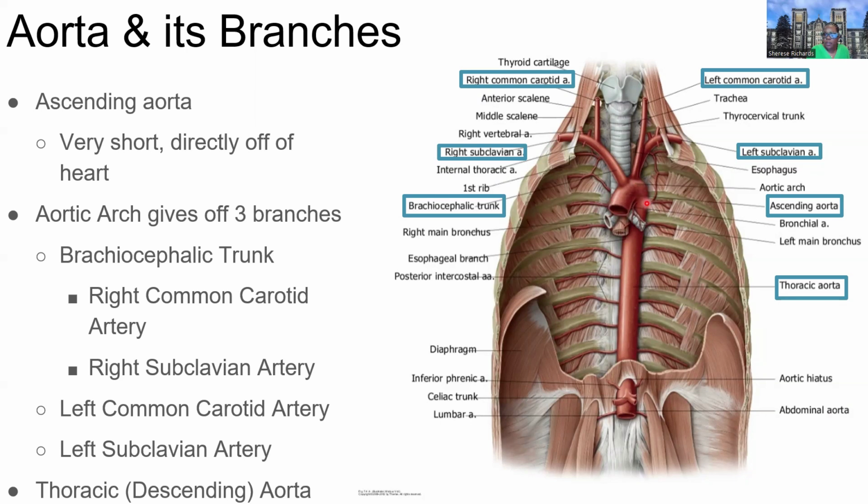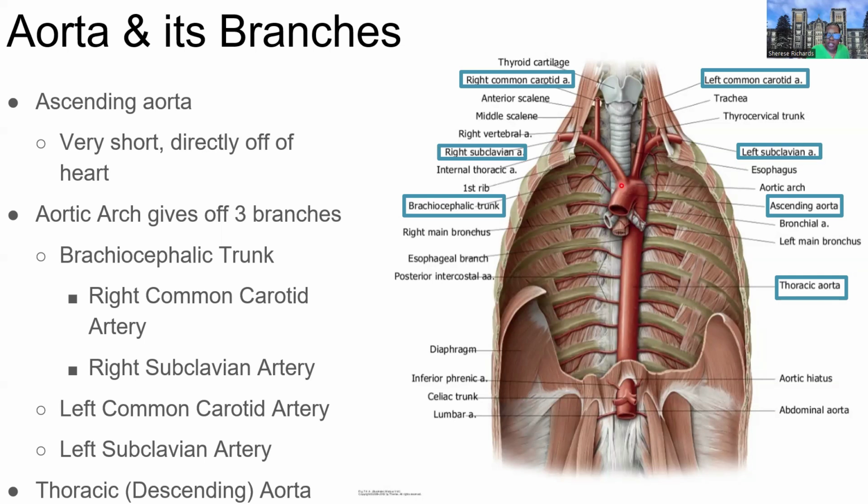Now, the other major branches that come from the arch are the brachiocephalic trunk on the right, then we have the left common carotid in the middle, and then the left subclavian artery being the third branch from the arch. So these are coming immediately off of the arch of the aorta and are giving rise to the branches that supply the head and neck.